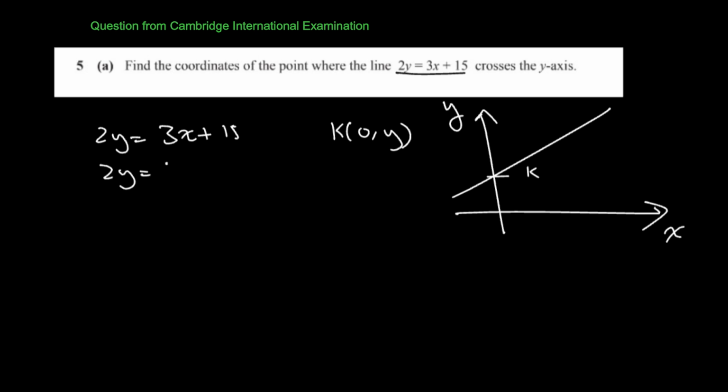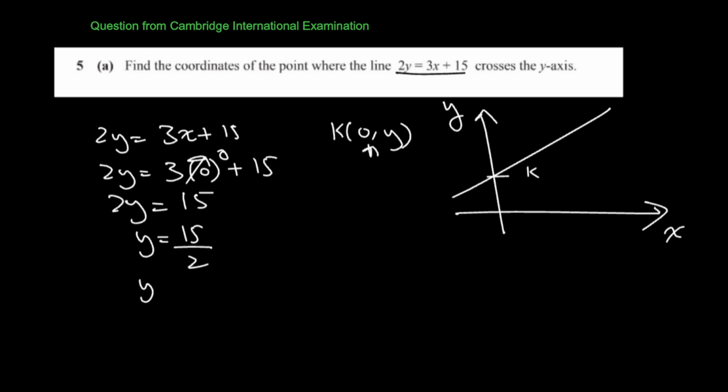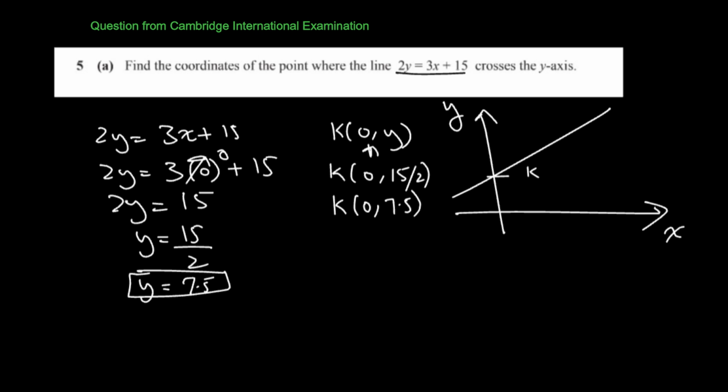Now 2y equals 3 times, for x, we will substitute 0, plus 15. So 2y equals 15. So y equals 15 divided by 2. So y equals 15 over 2, that is 7.5. So the coordinates of K are 0, 15 over 2, or you can rewrite it as 0, 7.5.